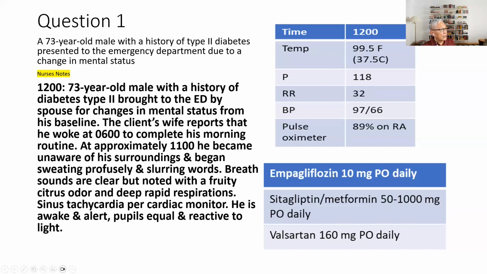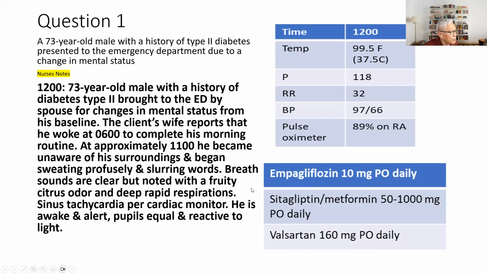At 12 o'clock, these are the notes. The 73-year-old male with a history of type 2 was brought to the ED by his spouse for changes in mental status from his baseline. The wife reports that he woke up at 6 o'clock to complete his morning routine. At 11 o'clock, he became unaware of his surroundings and began sweating profusely and slurring words. Breath sounds are clear, but noted with a fruity citrus odor, and deep, rapid respirations.